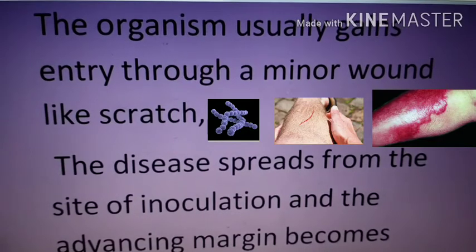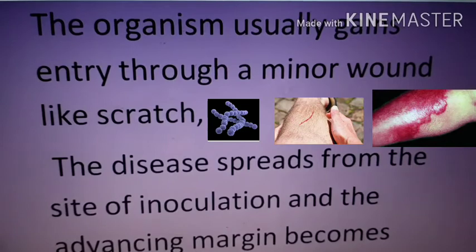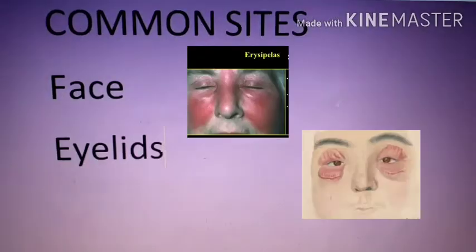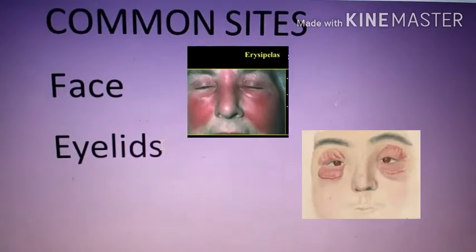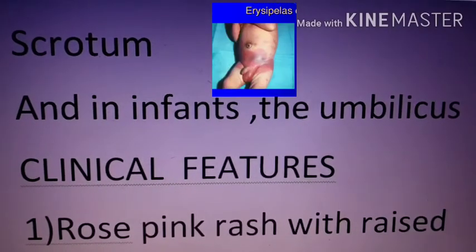Even the spaces in the corium of the skin are now crowded with cells, that is, mononuclear cells. The common sites where erysipelas develops are the face, eyelid, scrotum, and in infants the umbilicus.